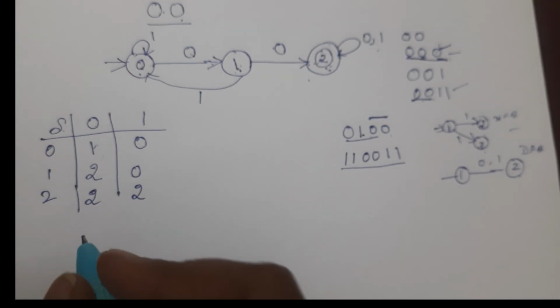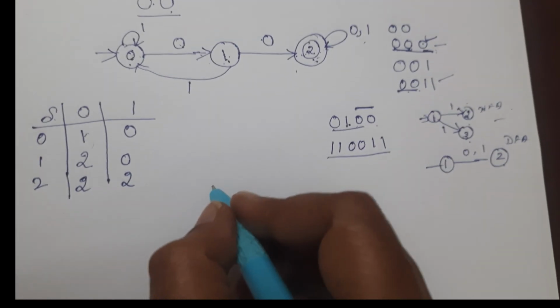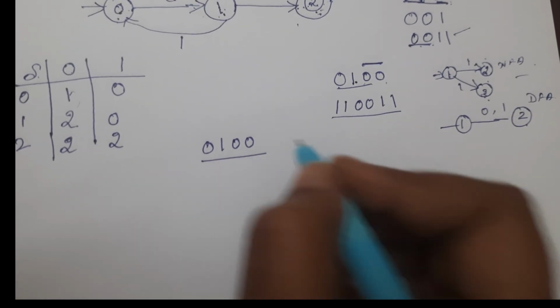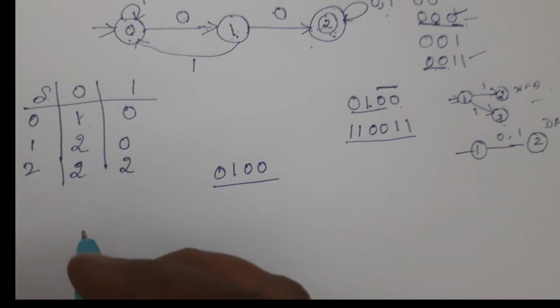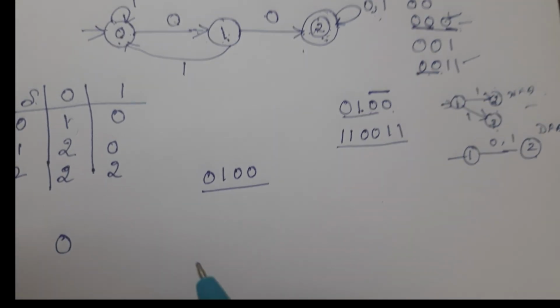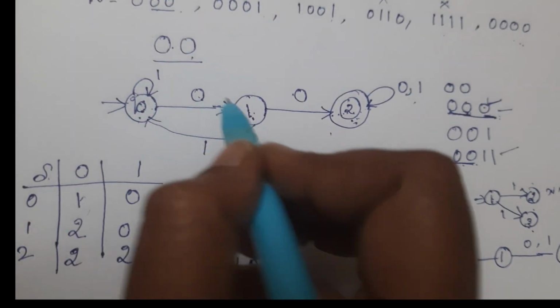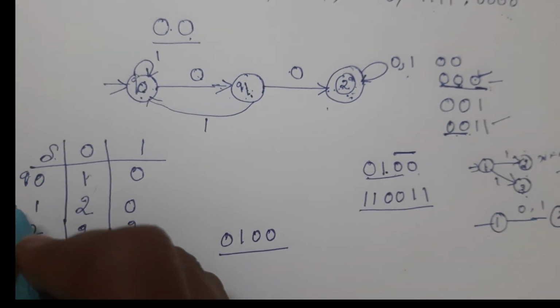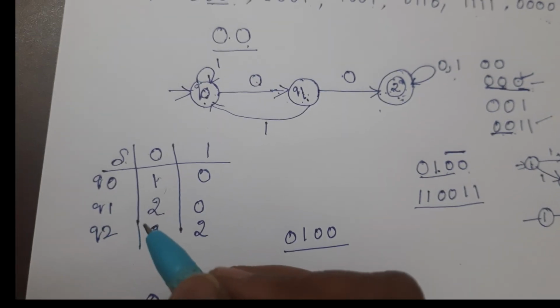Now we'll see how to trace this input. Let me teach you how to trace this. There's one informal method of checking this. I'll start with the states. For simplicity, I'll name them Q0, Q1 and Q2. So this is Q0, Q1 and this becomes Q2.